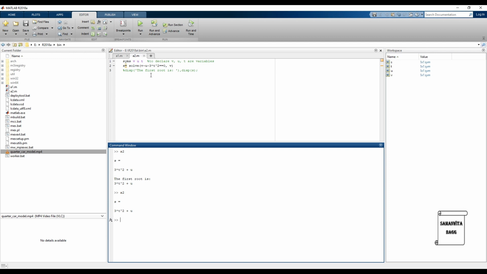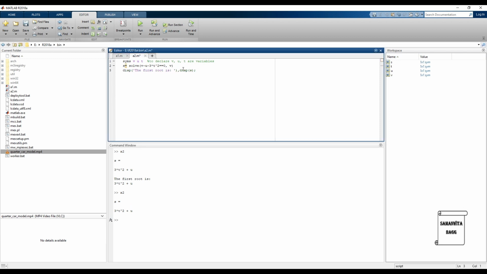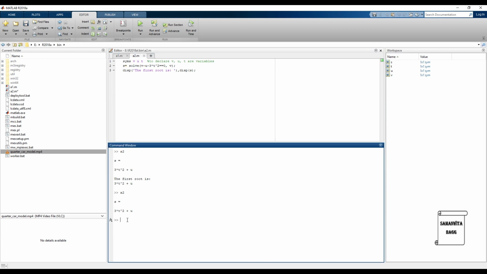And suppose I don't want to see this equation, S is equal to the answer, I'll remove this percentage sign and here I'll put a semicolon. Semicolon is used when you want to suppress the answer from being projected on the screen. So now you can see the first root is 3t squared plus u. So that's how you will get the answer for this.